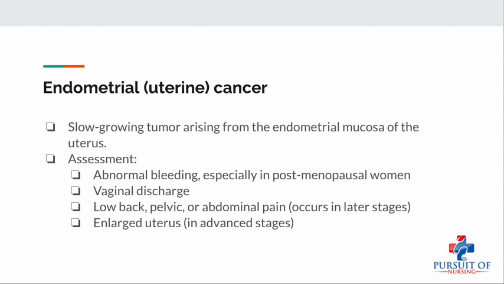All right, so endometrial or uterine cancer. This is a slow growing tumor that arises from the endometrial mucosa of the uterus. So, most often this is associated with a postmenopausal woman. So, it is very important to know that any postmenopausal woman, any woman who has been without any bleeding at all for a year, after that year, any bleeding, any spotting at all, needs to be reported immediately.